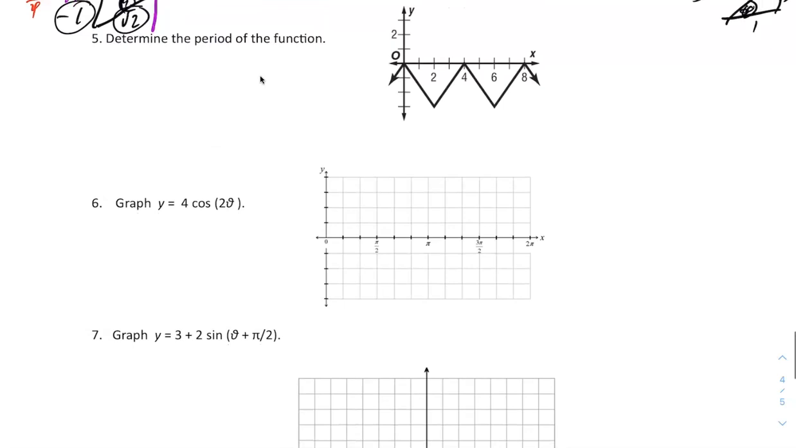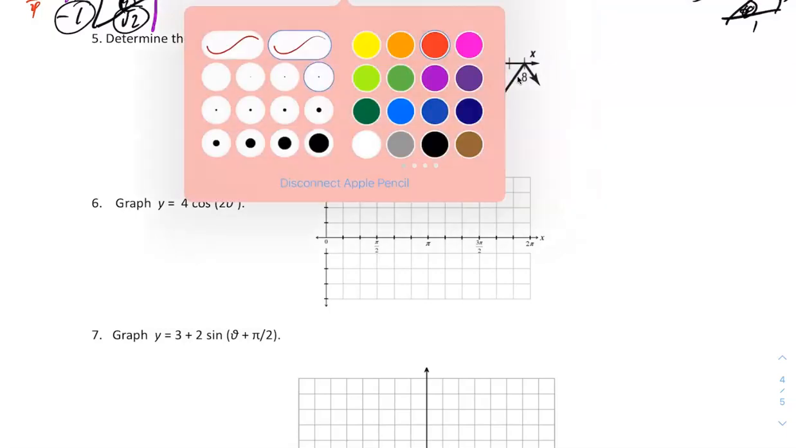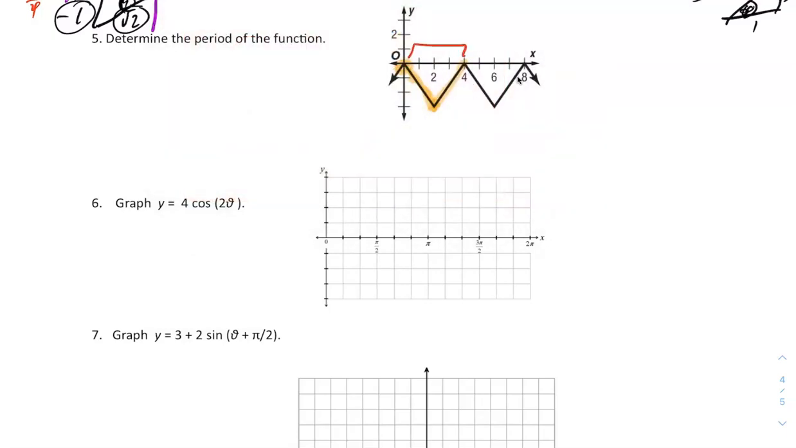Find the period of the following function. Well, the period, so we want to start somewhere. Let's start right here. I want to do one complete rotation. So how long it takes to repeat itself. So it goes down, then it goes back up, then it just starts doing the same thing. So my period here is going to be 4. The highlighter was lackluster. Right? That's my period.